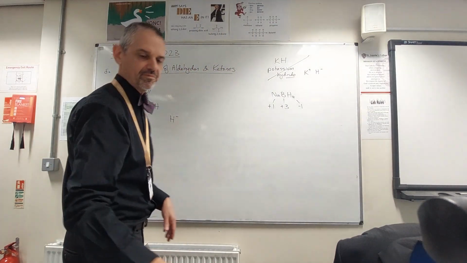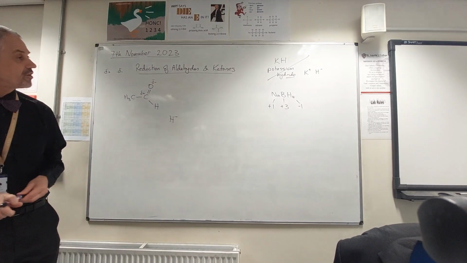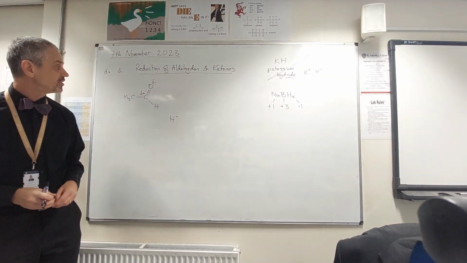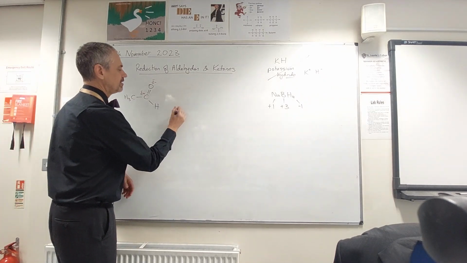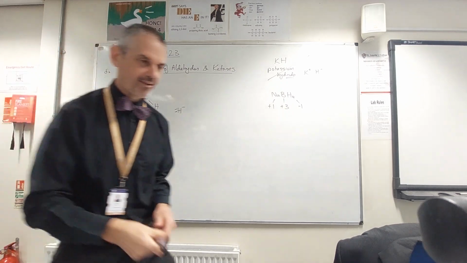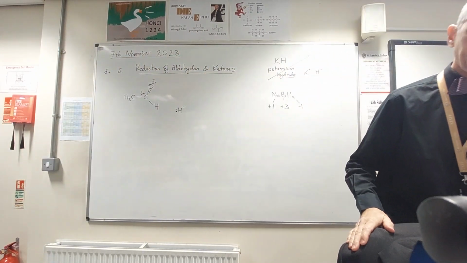Okay. So now we've got our all-important source of hydride ions, our NaBH4. Now, I'm just going to move that over a little bit. Now we can proceed with our new mechanism. Okay, let's go.